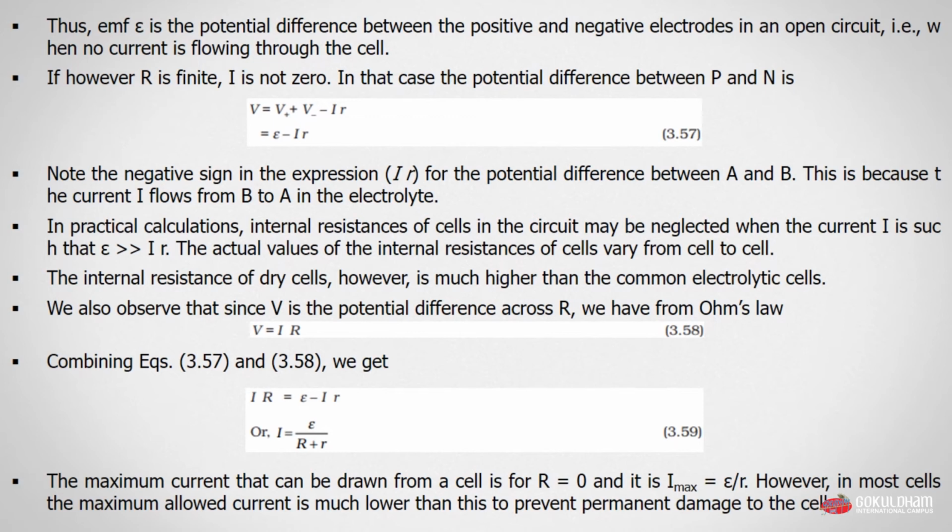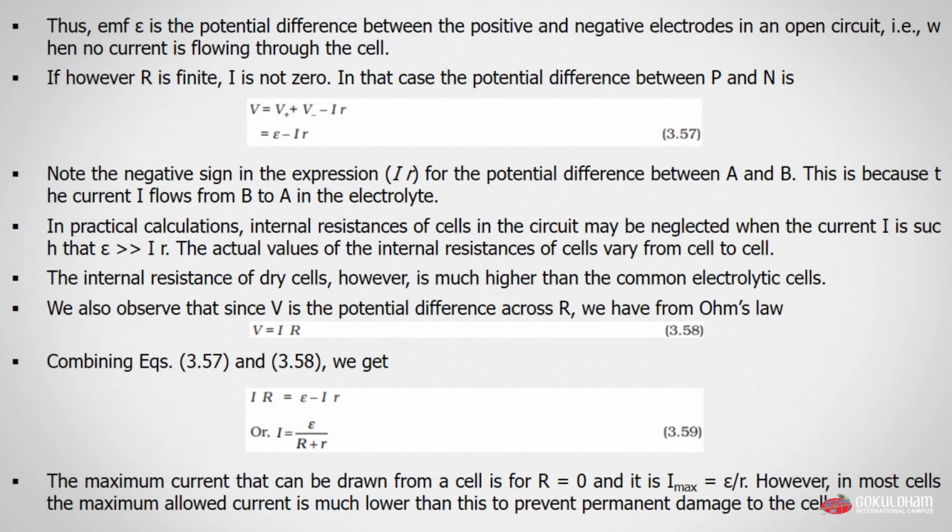We also observe that since V is the potential difference across R, we have Ohm's law, V is equal to IR, which is equation 3.58, and combining equations 3.57 and 3.58, we get IR is equal to epsilon minus Ir. And if we want the value of our current I, then we have to take the resistance R to the right hand side, and we get it in the division, so I is equal to epsilon divided by R plus small r, which is our equation 3.59.